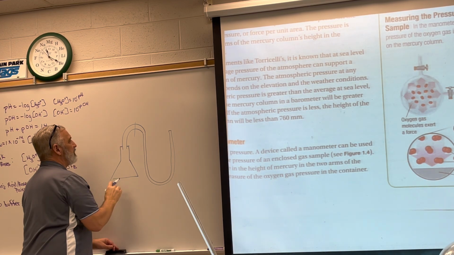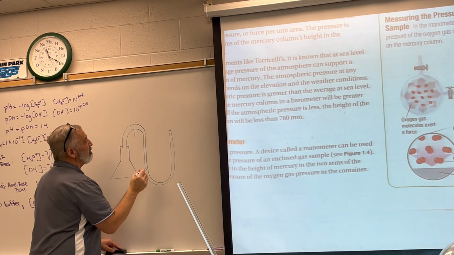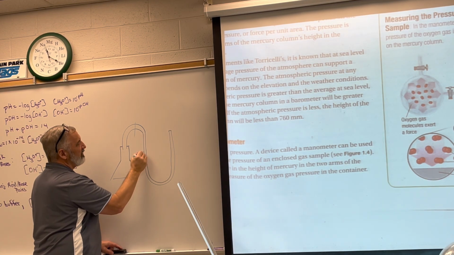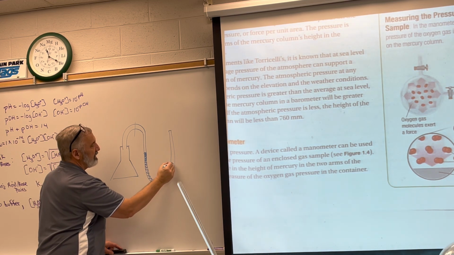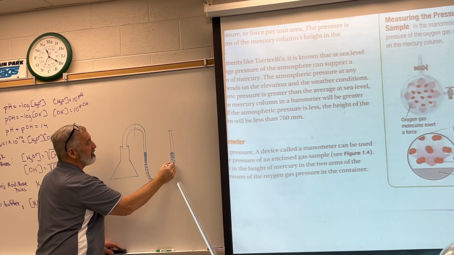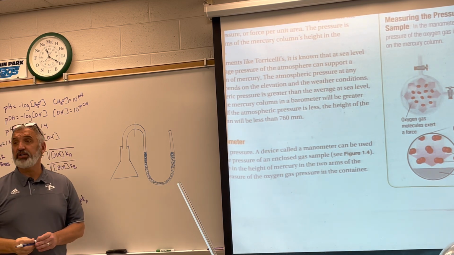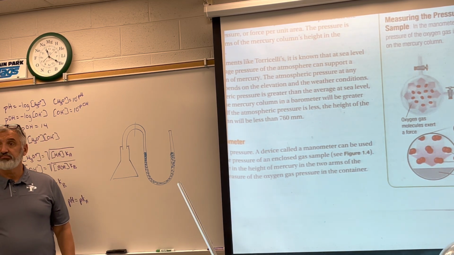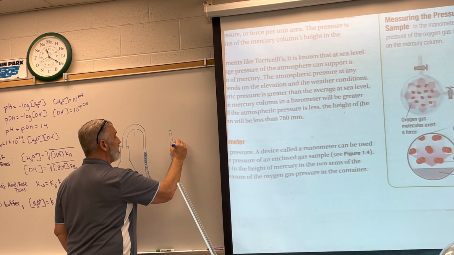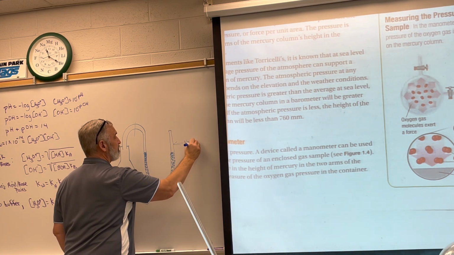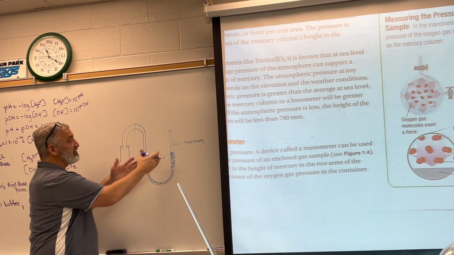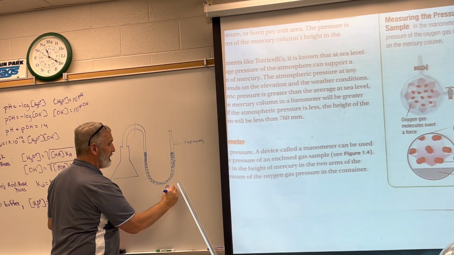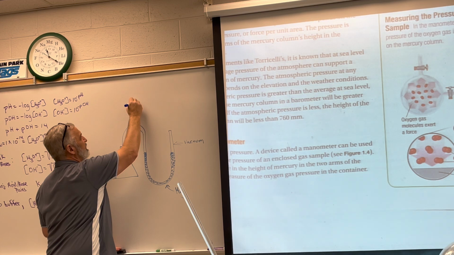Okay, so before I do anything, if I fill this up with mercury, gravity is just going to pull it equally on both sides. This is a vacuum up in here. So there's nothing pushing down on this side, it's just gravity, and this is mercury inside my tube. This is a manometer.